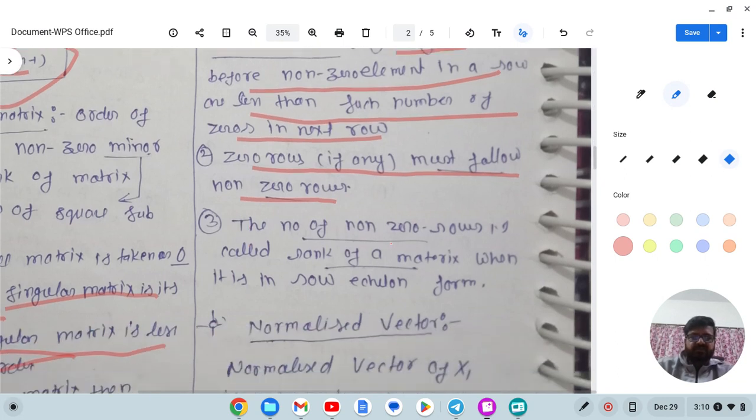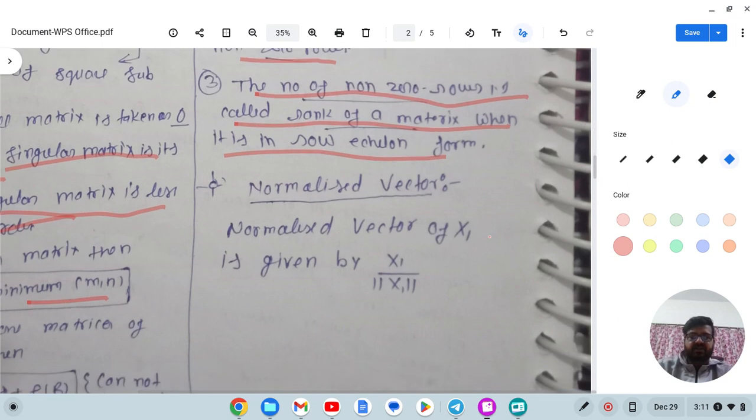The number of non-zero rows is called the rank of a matrix when it is in row echelon form. After writing the matrix in the row echelon form, the number of non-zero rows is called the rank of the matrix.